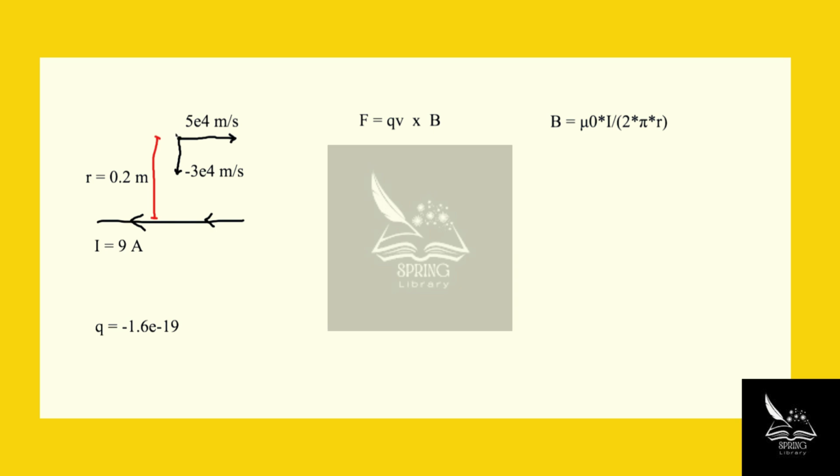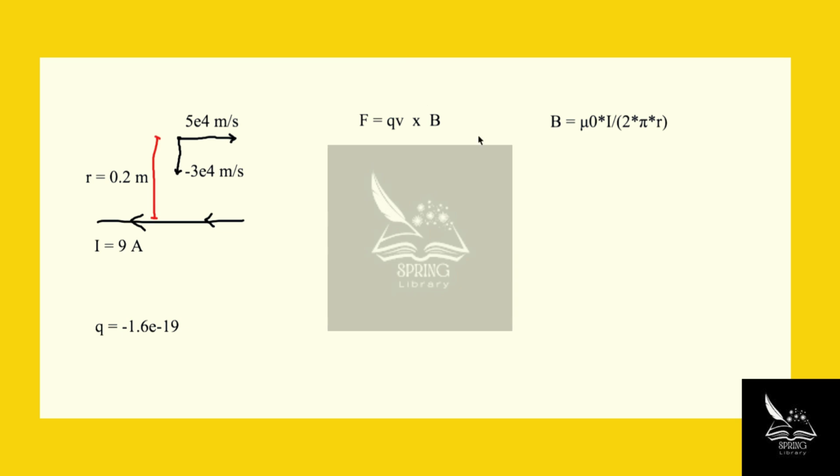The electron's velocity is expressed in terms of components. We're told it has a velocity of 5 times 10 to the 4th meters per second in the i hat direction, which is the plus x direction, to the right, and minus 3 times 10 to the 4th meters per second in the minus j hat direction, which is the negative y, so down direction. We're asked to calculate the force that the wire exerts on the electron.